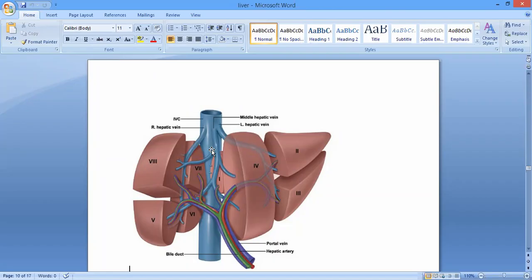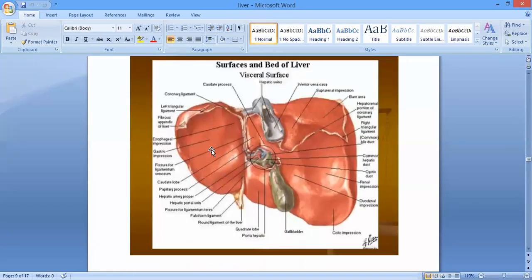अच्छा. Now, as far as the blood supply of the liver is concerned, I told you that the blood is being carried into the liver.